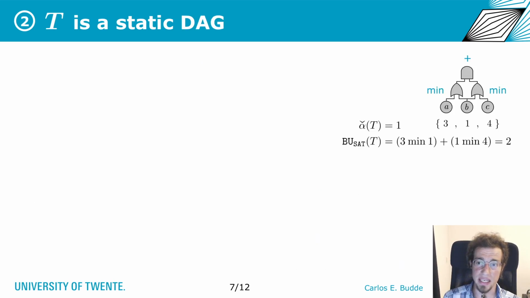Now, what happens if the tree is a directed acyclic graph, so we have some shared child? Well, here if we apply the bottom-up approach, we are going to push upwards 3 and 1 here, the minimum is 1, 1 and 4 here, the minimum is 1, and then we're going to add 1 and 1, so we're going to say that the minimal cost of this attack is 2, which is not correct, so we essentially cannot do this here. This is well known, we cannot do bottom-up when we have a DAG structure tree.